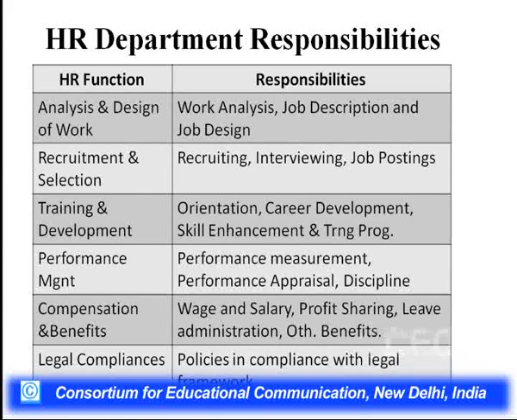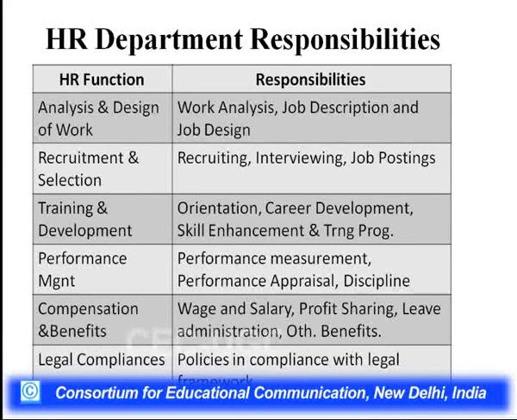The second HR function is recruitment and selection. In this particular case, recruiting and selection are taken care of, which is basically part of staffing in general management. Next is training and development. We have already referred to skill enhancement, career development, and orientation related responsibilities performed by the HR department. Next is performance management, which takes care of performance measurement, and accordingly the performance appraisal is worked out, and discipline is again referred to in this particular case.